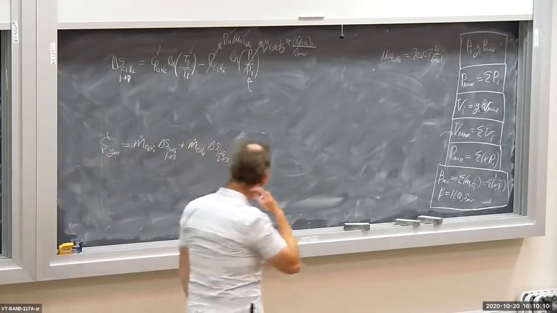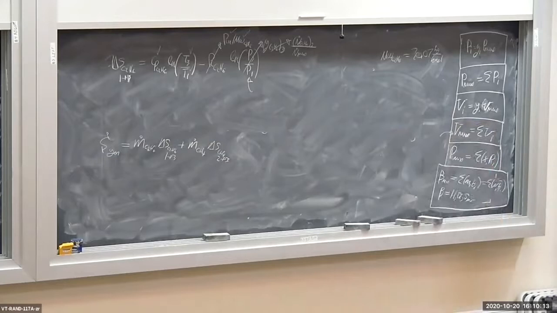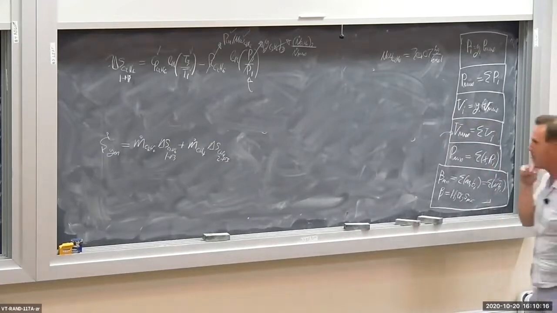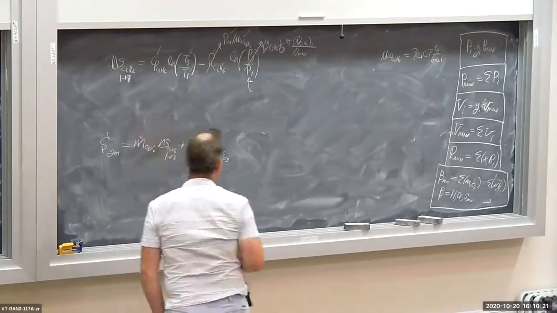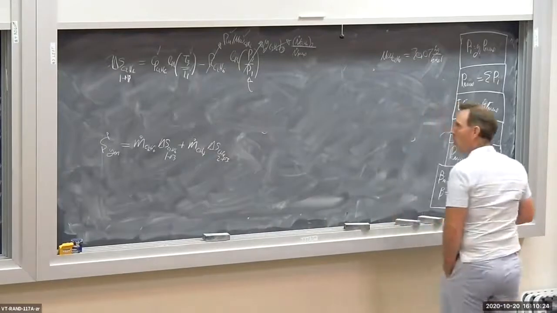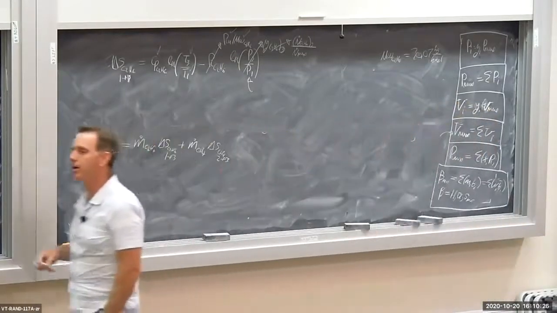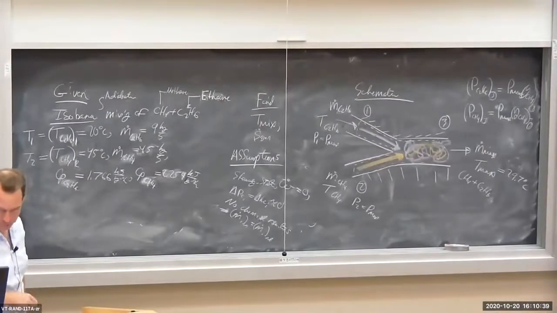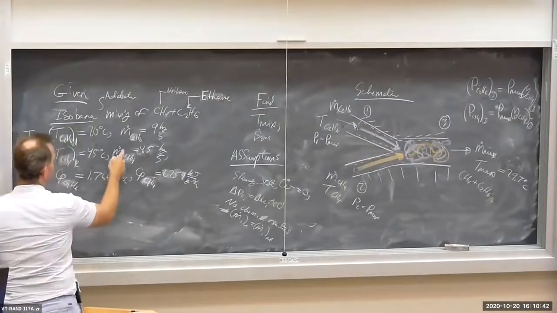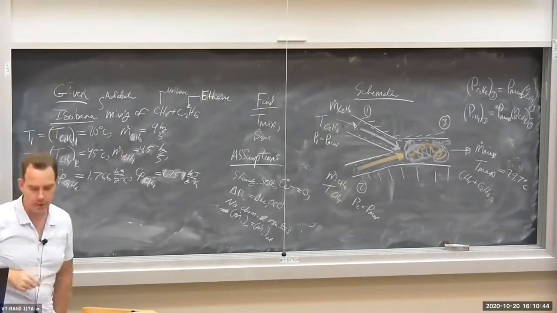So now I need to find these mole fractions and the mole flow rates. Well, we know the various mass flow rates here. So now we want to get the mole flow rates, or the ratio of the mole flow rates. Let's do that.